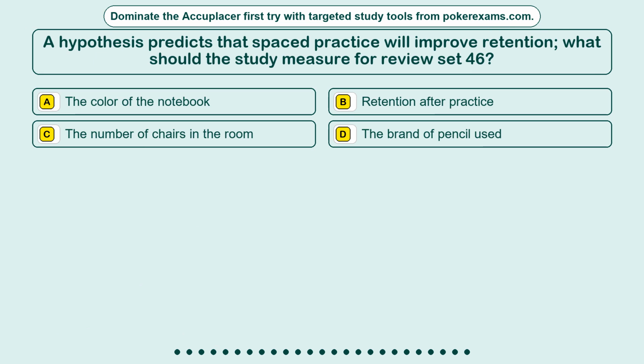Question 25. A hypothesis predicts that spaced practice will improve retention. What should the study measure for review set 46? Option A, the color of the notebook. Option B, retention after practice. Option C, the number of chairs in the room. Option D, the brand of pencil used.